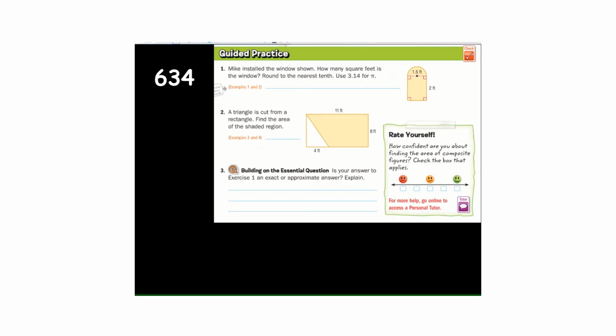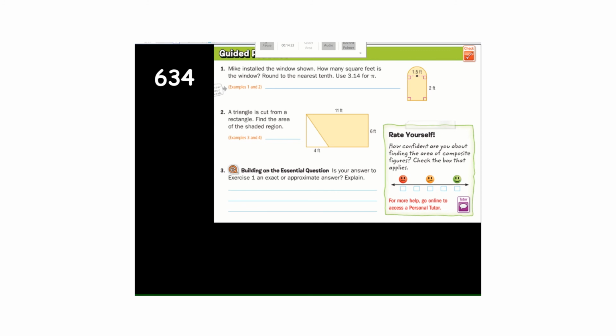Okay, guided practice. Pause and try 1 and 2. Okay, a few steps here on number 1 because of that semicircle up there. It gives you the diameter of 1.5. So first of all, we need the radius. So half of 1.5 is 0.75. So we take 0.75 squared.